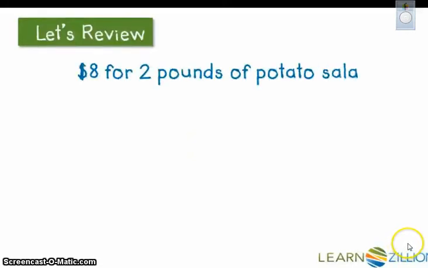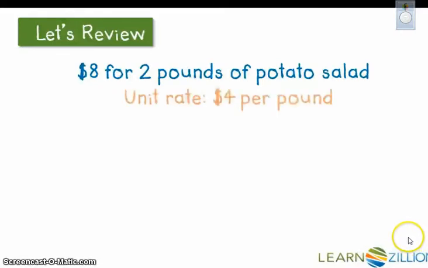Let's review what you already know about equations for proportional relationships. Here's a proportional relationship, $8 for 2 pounds of potato salad. You already know that the unit rate can be found by dividing. In this case, it would be $4 per pound.